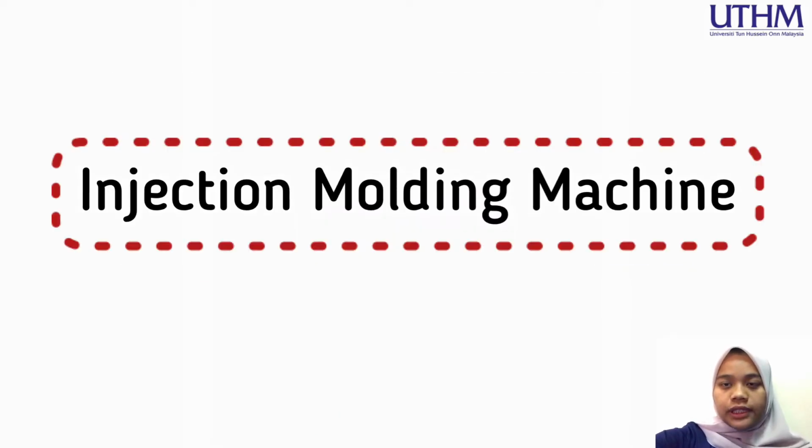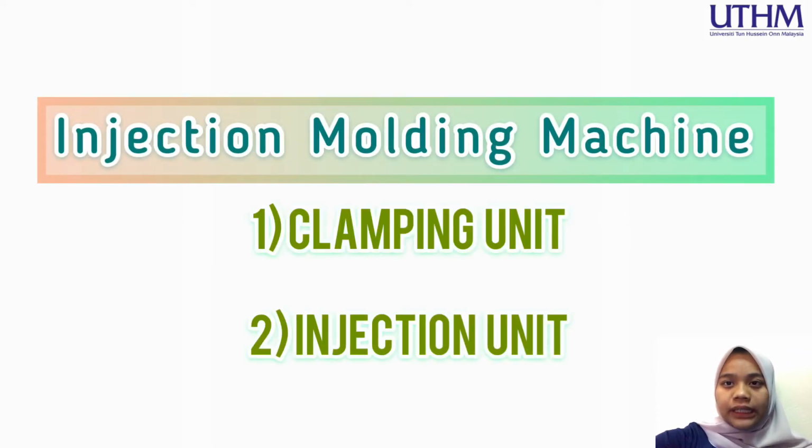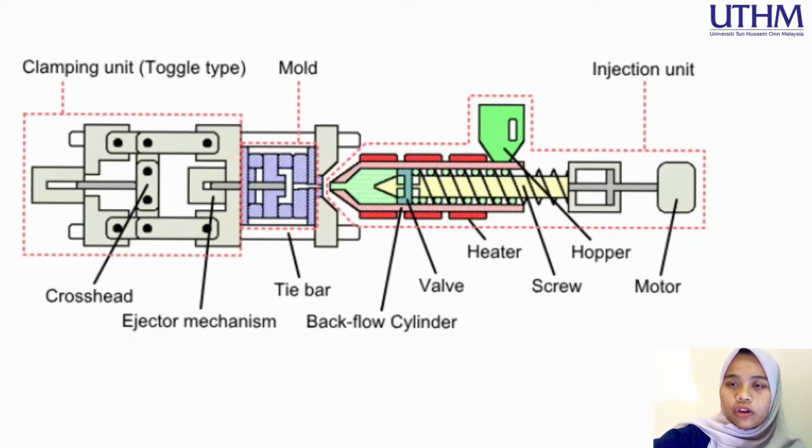I'm going to explain about the injection molding machine, which is related to the mold, a major component. The injection molding machine is divided into two units: first is the clamping unit and second is the injection unit. The function of the clamping unit is to open and close a die and to eject the product.